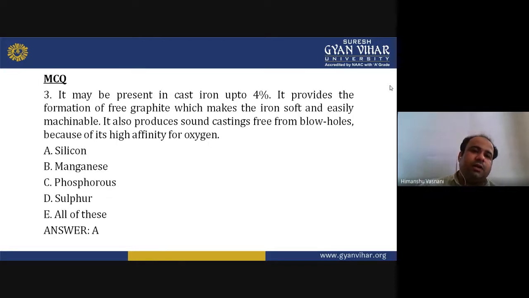Then the third question: it may be present in cast iron up to 4% and it provides formation of free graphite, which makes the iron soft and easily machinable. It also produces sound castings free from blowholes because of its high affinity for oxygen. So what element is this? It is called silicon.